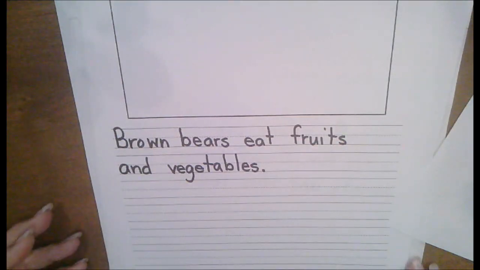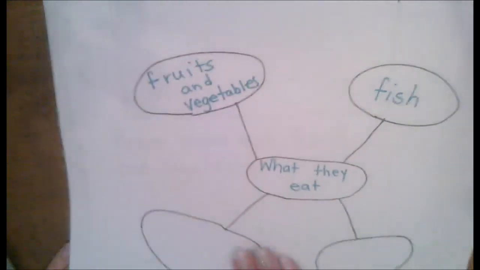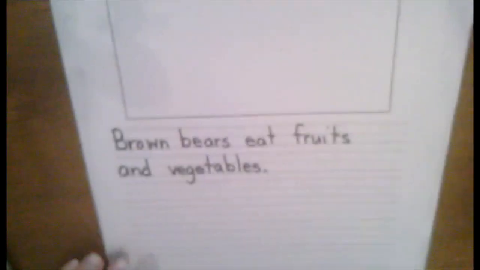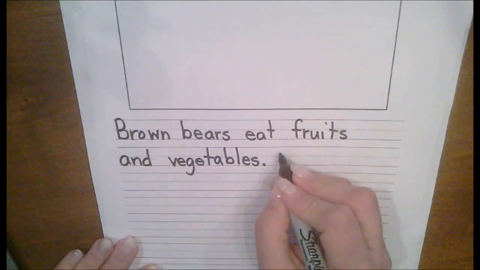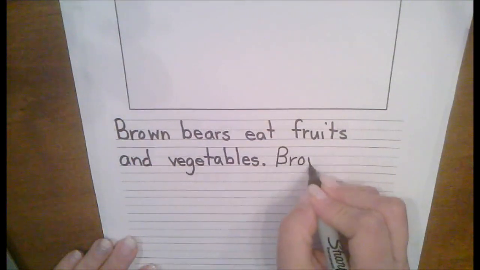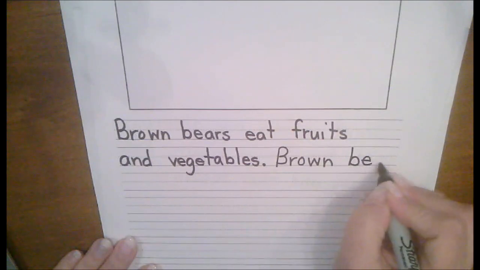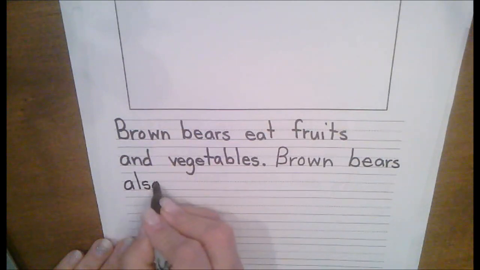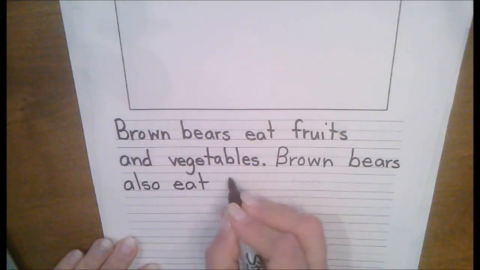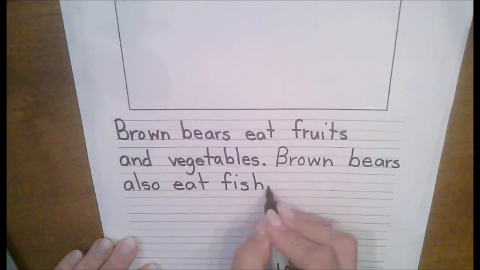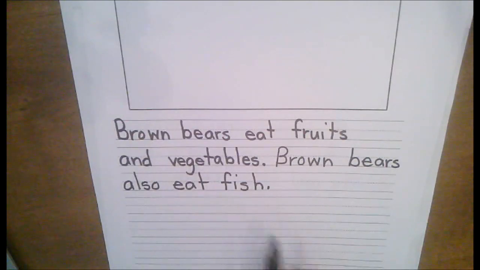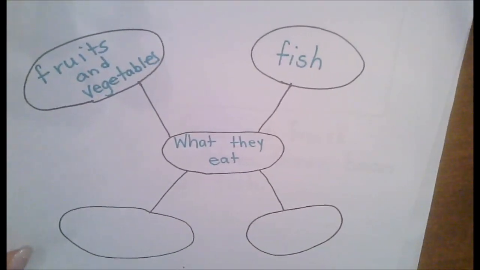Okay? Now let's take a look at our web. We wrote that they eat fish, okay? So I'm going to write about them eating fish. I'm going to write brown bears. And since this is something else they eat, I'm going to use the word also. Also eat fish. Period. Okay, I wrote 2 sentences, didn't I? 1 sentence, 2 sentences. So that's all the information I had right here. So that's all I'm going to write on that topic.